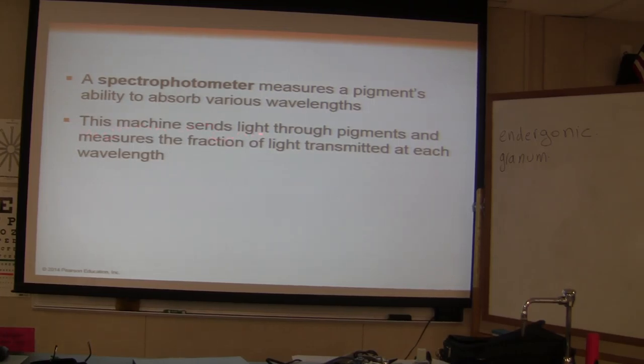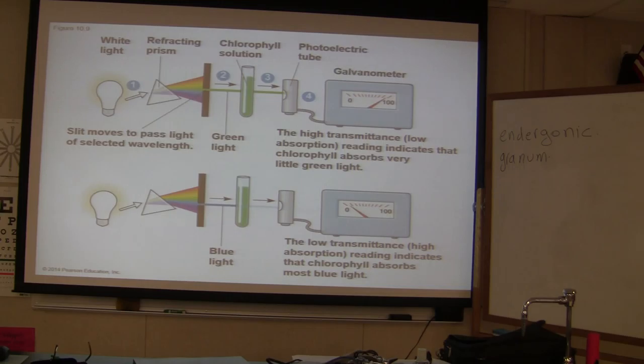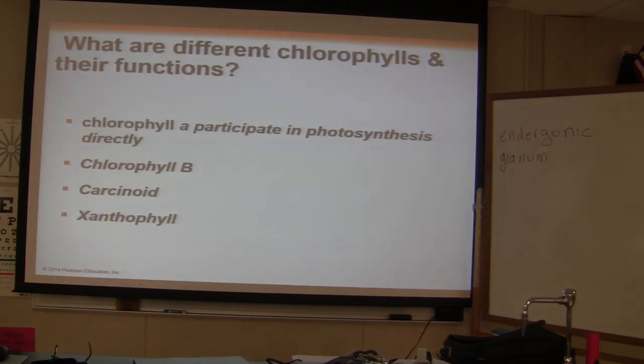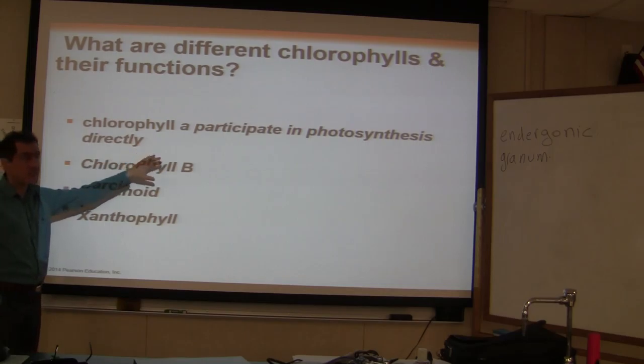This machine sends light through pigments and measures the fraction of light transmitted at each wavelength. Here they are. I can go to YouTube and show you a few things about this machine, but let's not worry about it. What are different chlorophylls and their functions? That's what you're going to do today. Chlorophyll A participates in photosynthesis directly.